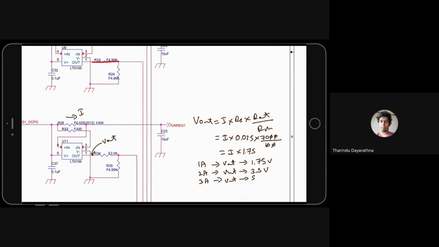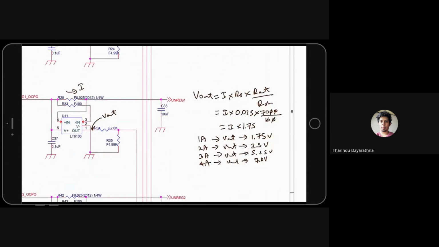5.25. And with 4 ampere, V out is 7. Do you agree with these values? Okay, no issue. But there's an issue here.